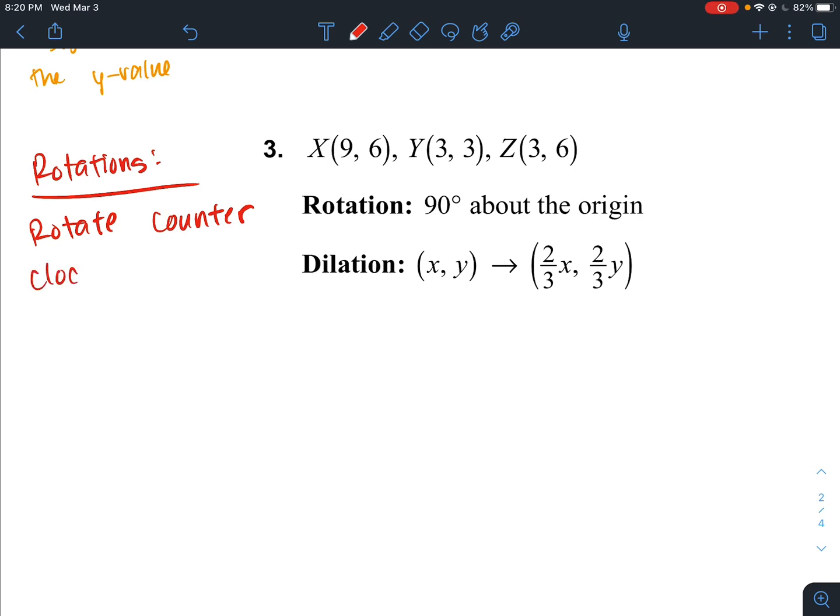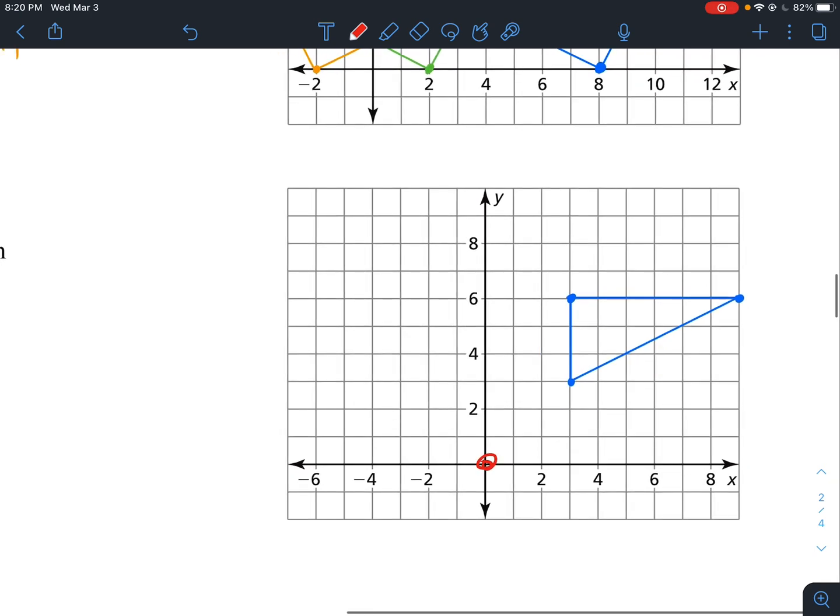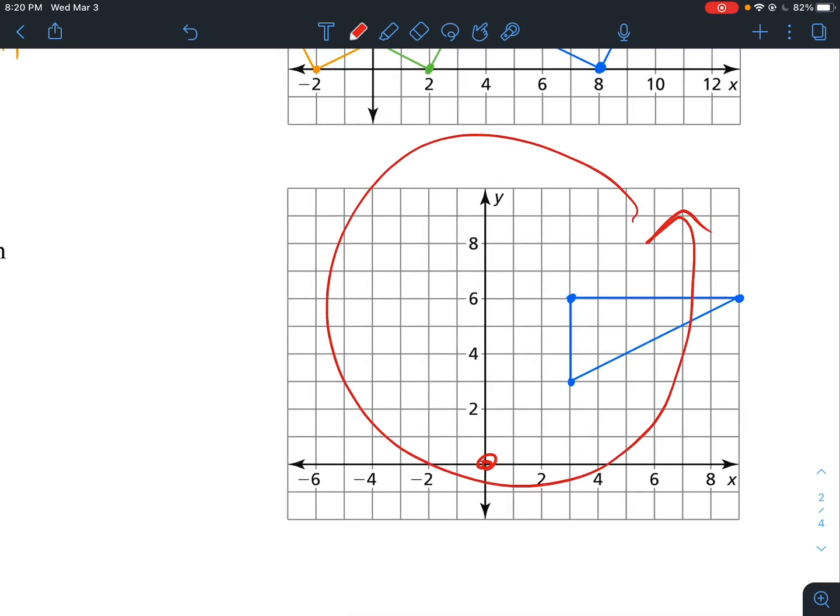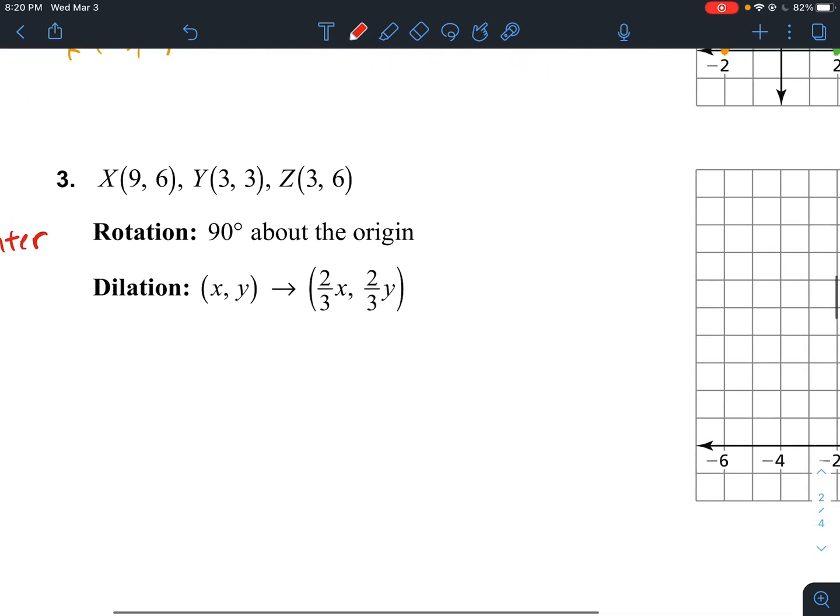Counterclockwise, unless specified otherwise. So counterclockwise means this way. Okay? So rotate counterclockwise unless specified otherwise. Okay, so this is kind of similar.